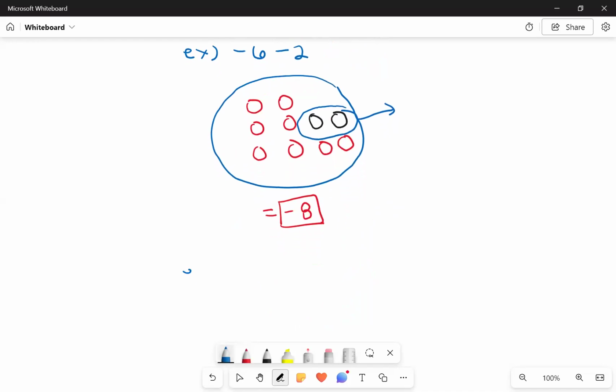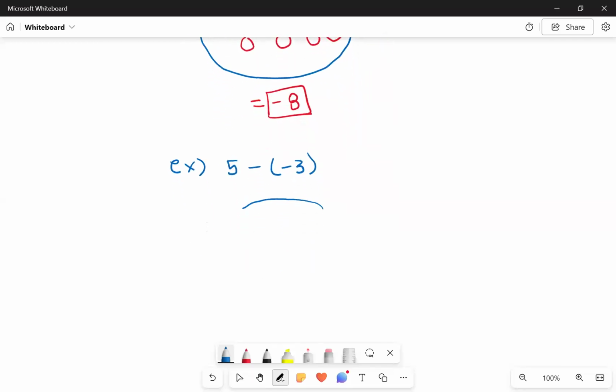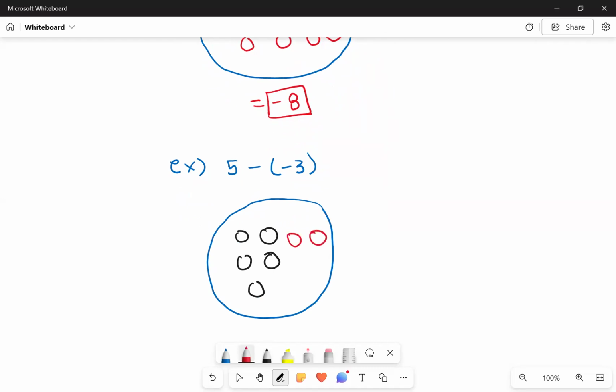Okay, let's just do one more example. How about we have 5 minus -3. Okay, so 5 means I'm starting with a positive 5, and I have 5 black chips. Then this is saying I need to take away 3 red chips, but I don't have 3 red chips. So I have to introduce 3 red chips. So there's 3 red chips, but now I have to cancel out the fact that I introduced 3 red chips.